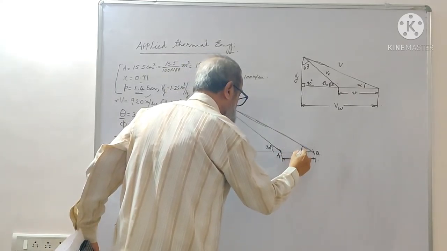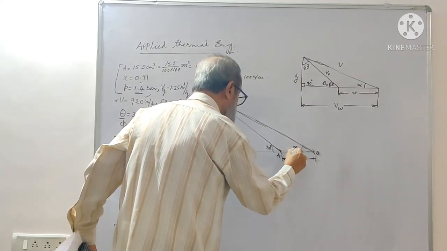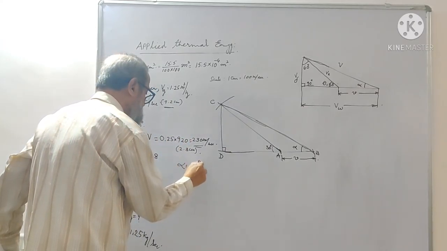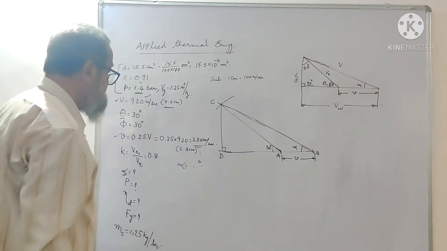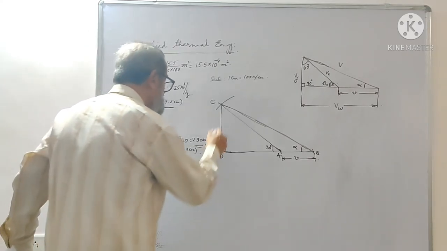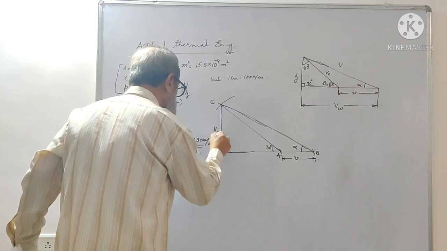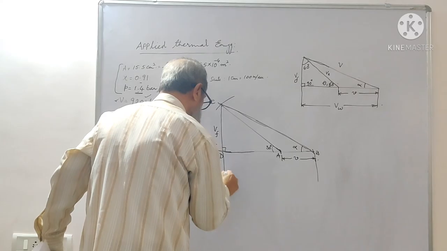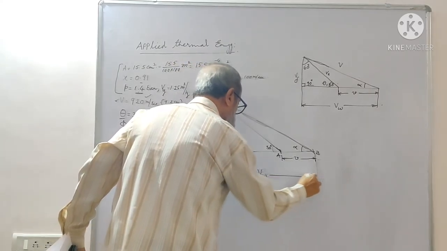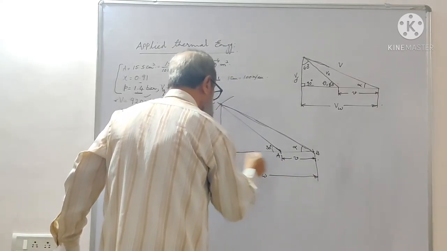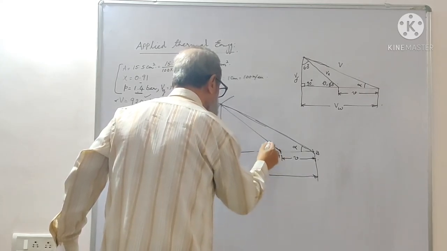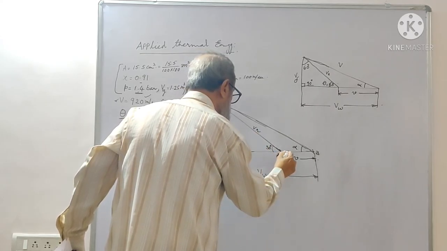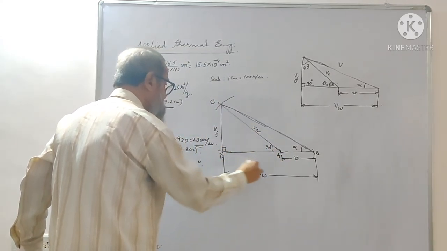Now keep your protractor here and measure this angle. You write alpha is equal to so many degrees. Then measure CD, that will give you VF. Measure BD, that will give you VW. This is VW. Measure and convert it. So this will be VW minus V. Measure this, this will be VR. Right, this will be VR, VF, VW.